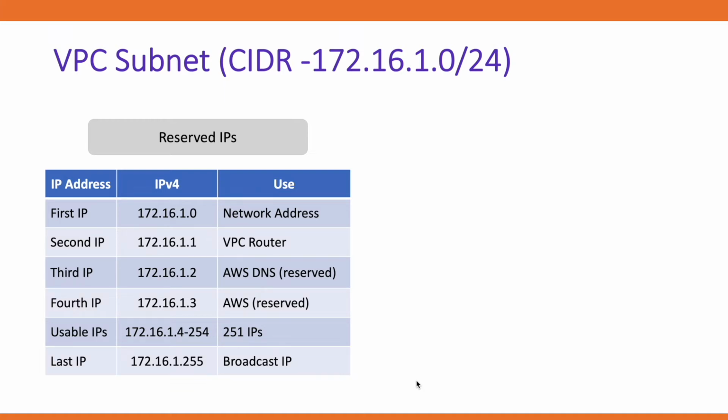The fourth IP, 172.16.1.3, is also reserved by AWS for future use. And the last IP, 172.16.1.255, is the broadcast IP and can't be allocated to any resource. So basically, out of the 256 IP addresses, we can allocate 251 IPs to our hosts from 172.16.1.4 to 172.16.1.254.